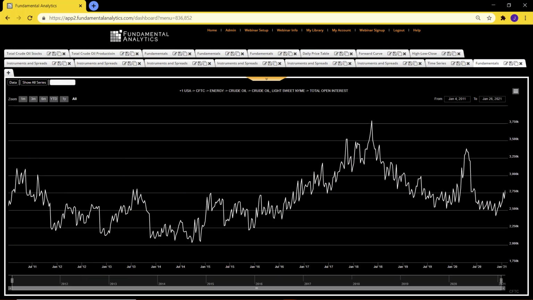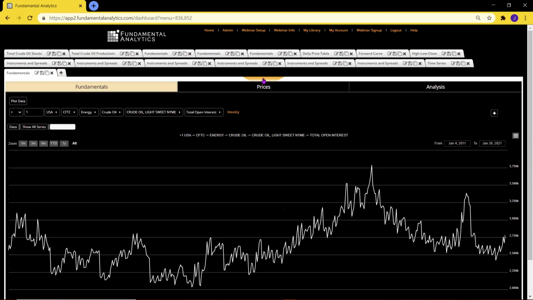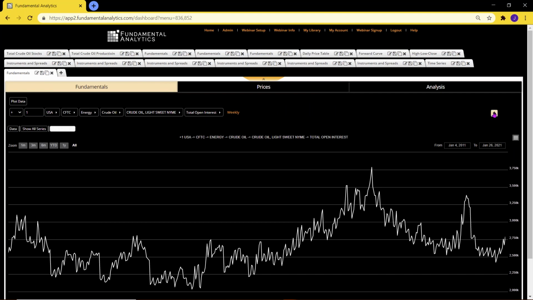I'll go to the time series again. And we see total open interest had spiked back when prices were high, came off with COVID, and is coming back up a bit. And back in 2018, we saw $70 crude, so there was a great deal of interest at that time. I'm going to go back though and manipulate this a little bit by adding another position.